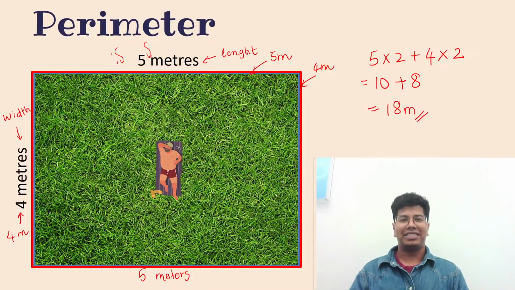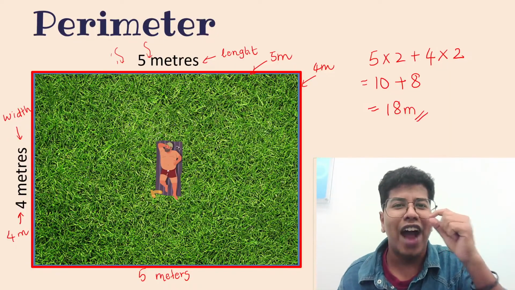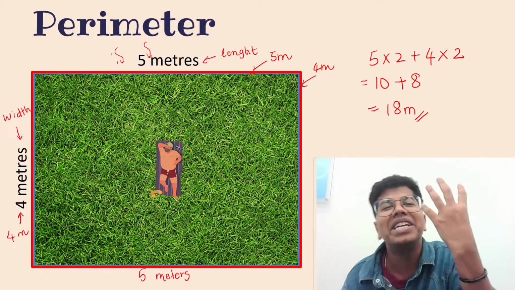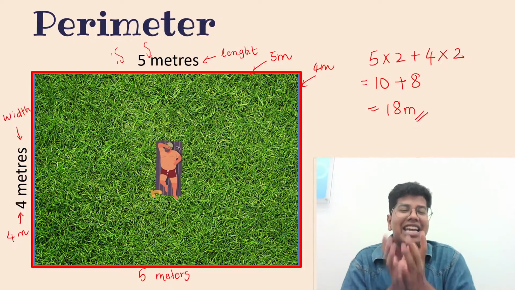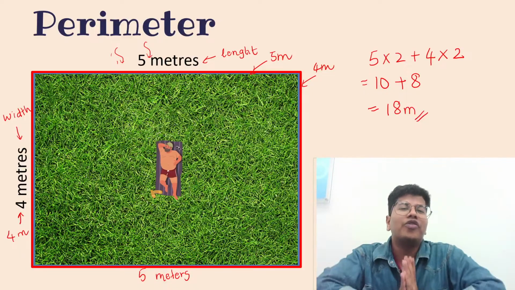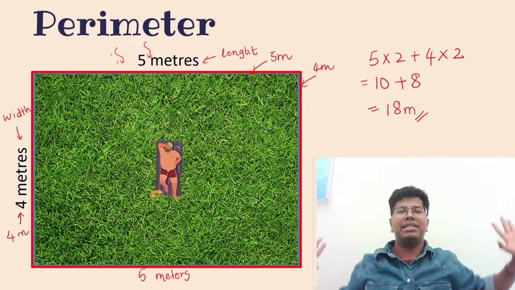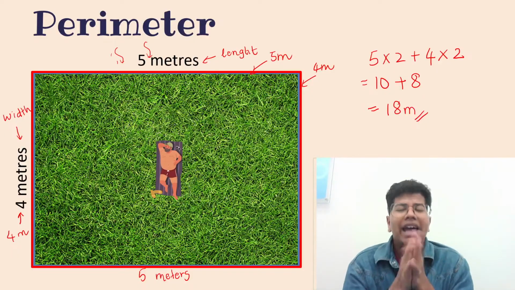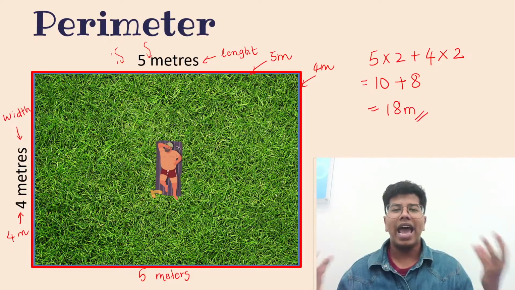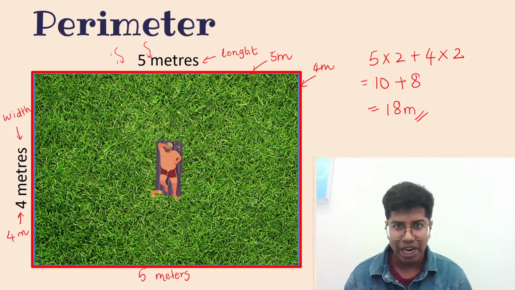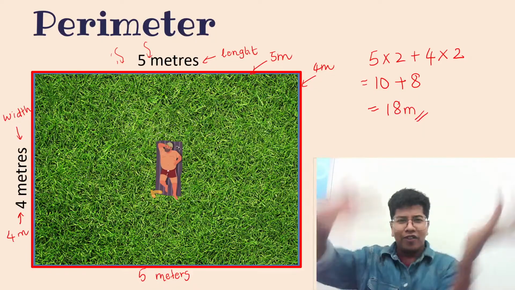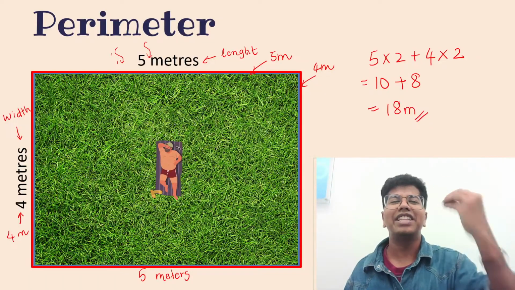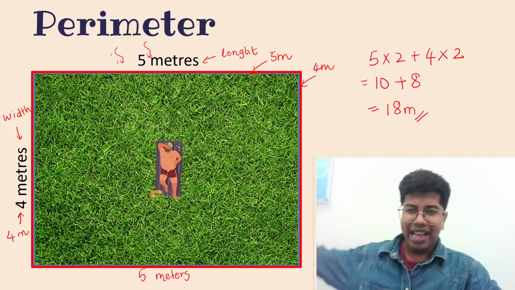And this fencing of outer boundaries is called the perimeter. Perimeter is nothing but if we have to fence the outer boundaries, the length of the fence that we will require is called the perimeter of the shape. So you calculate any shape. If you calculate the boundaries, this is nothing but calculating the perimeter.